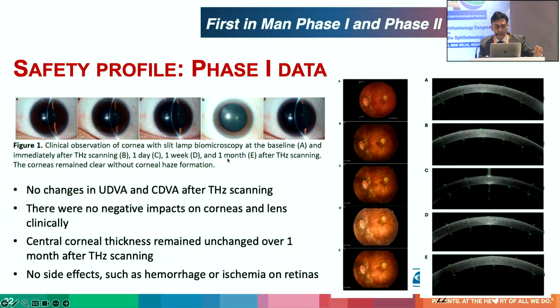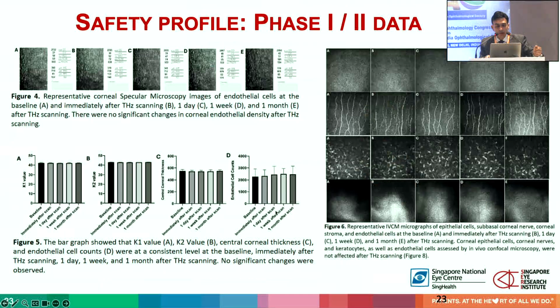There was no change in the uncorrected distance acuity or even corrected visual acuity, and no impacts on the cornea, lens and the retina, similar to what we saw in the animal studies. And likewise at a cellular level, we had no changes in the cornea as well.